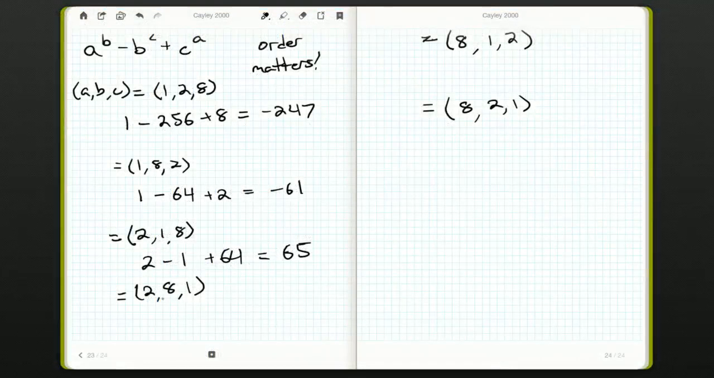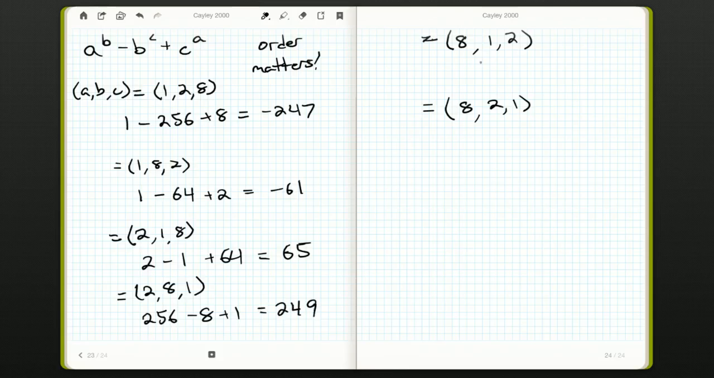Okay. 2 to the power of 8, that's 256. Minus 8 to the power of 1, plus 1 to the power of 2. So 1 squared is just 1. And we have 249, which I think is actually on our list, so we're doing well.